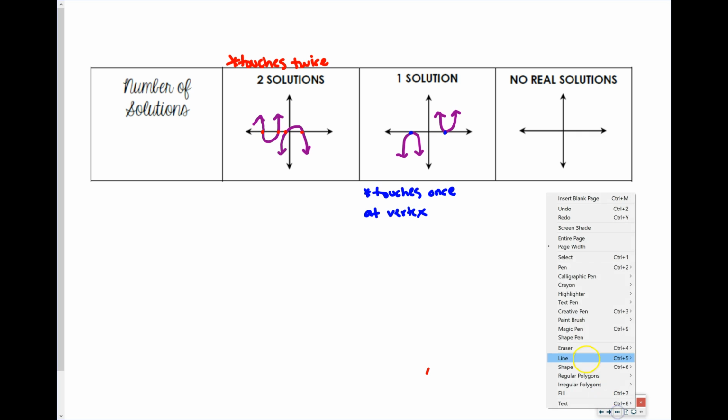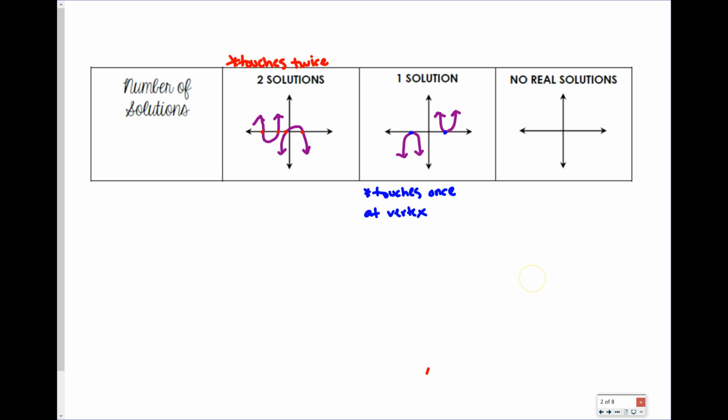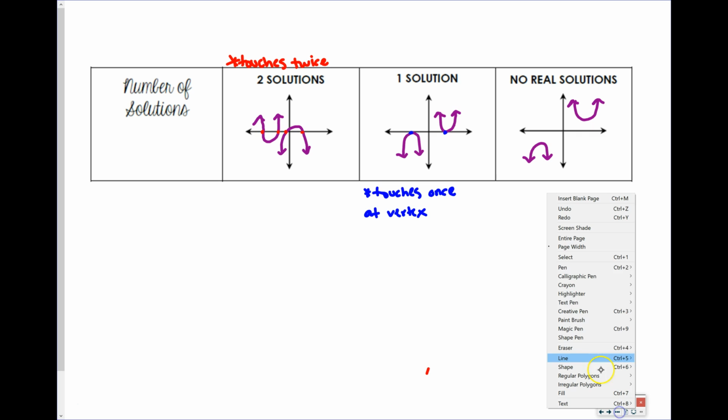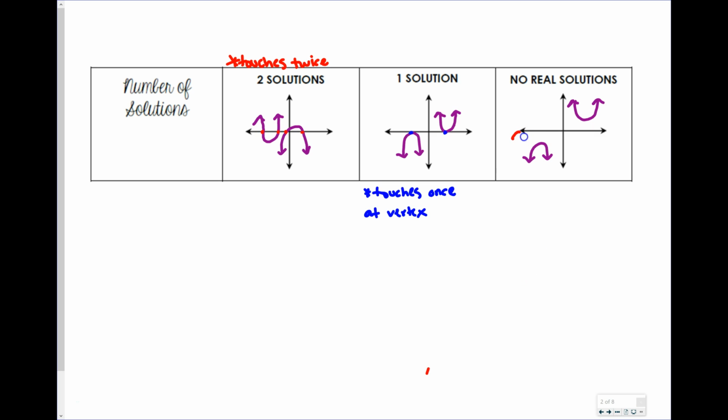And the last option is if the graph never touches the x-axis. That can happen. Say I have a parabola way up here. That's never ever going to touch that line. Or maybe one way down here. It's never ever going to touch here. Okay? So it never touches the x-axis. This has no solutions, no x-intercepts. So those are the 3 different types that you're going to see.